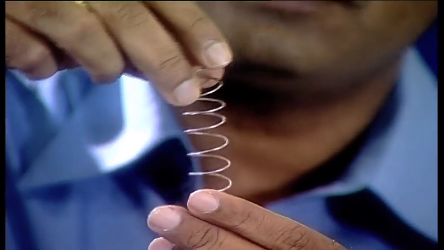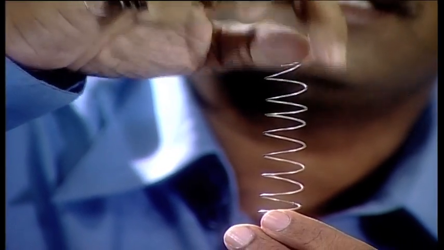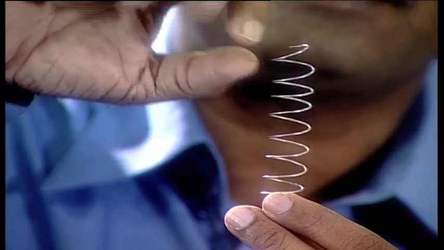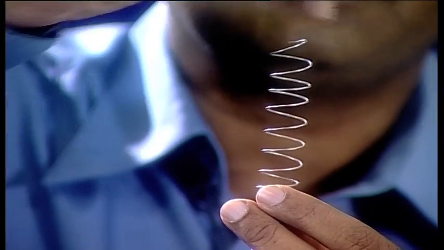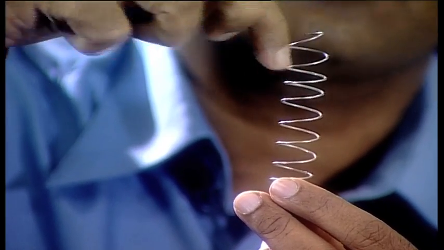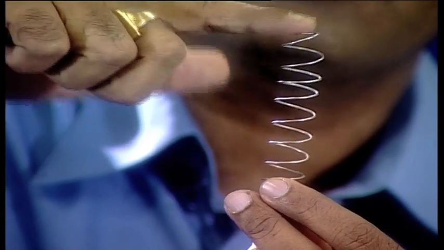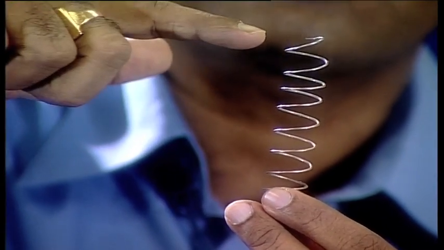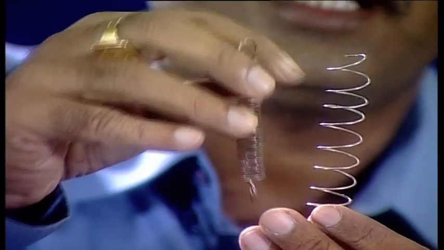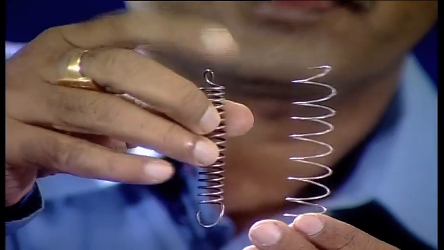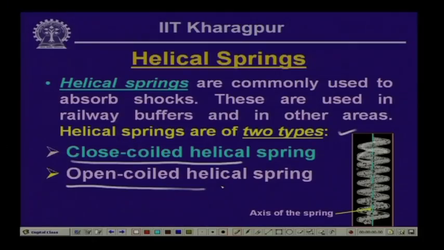Whereas, if you look at this particular spring, the pitch between the two helices is substantially large in comparison to the previous one, and here they do not lie in the same plane. If we consider one such helix from one point to the other point, they do not lie in the same plane. The plane is inclined with respect to the horizontal one, and this is basically the difference between the closed coil and the open coil helical spring, and thereby there is a difference in the load transfer mechanism as well.